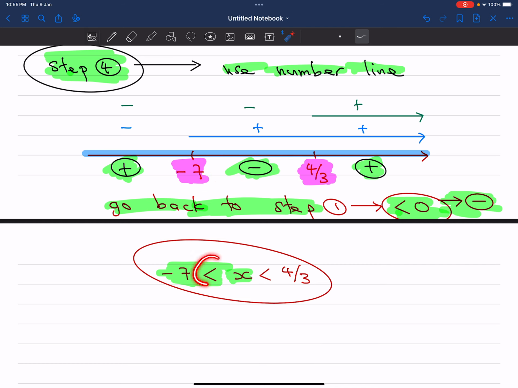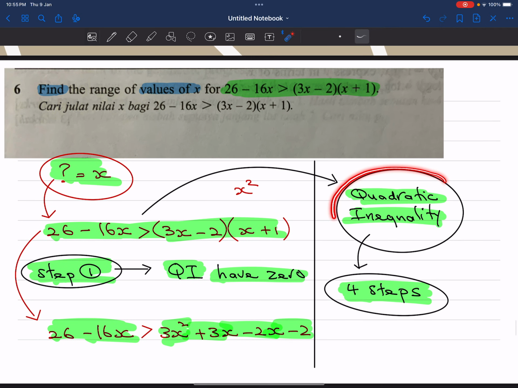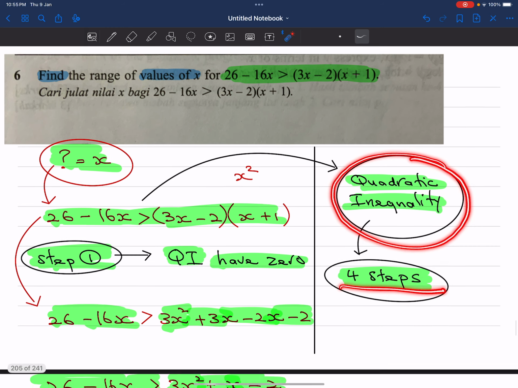Right hand side, more than. And the same negative is on the left hand side of 4 over 3. So must be smaller than 4 over 3. So our answer is x more than negative 7, less than 4 over 3. Which is our answer. So don't forget, for any question on quadratic inequalities, got 4 steps.